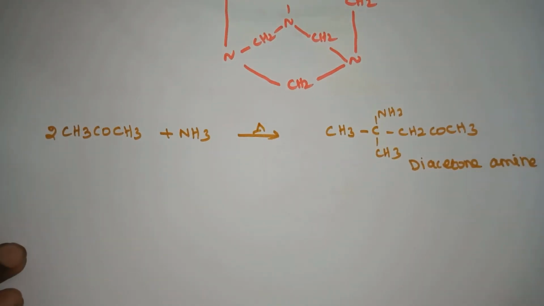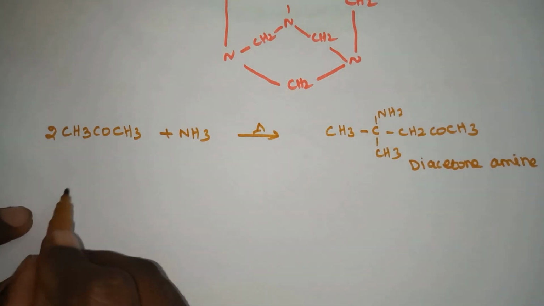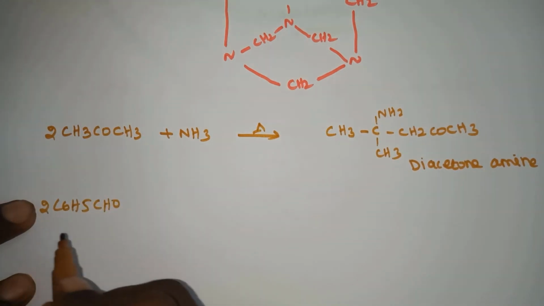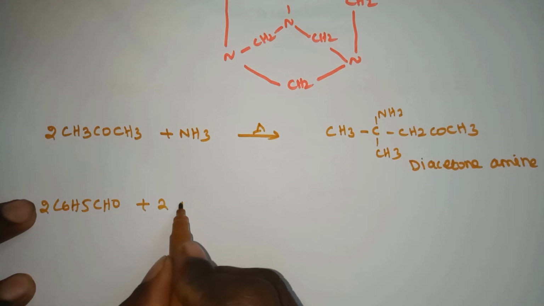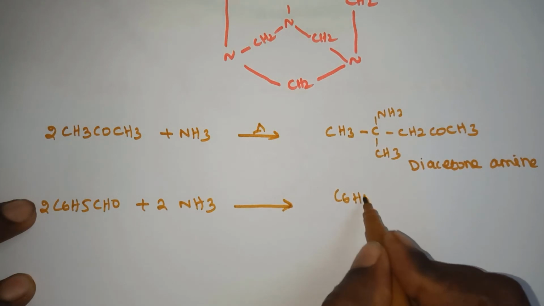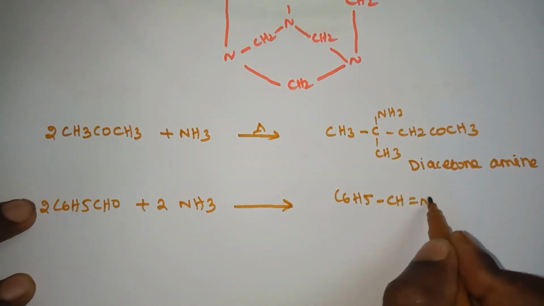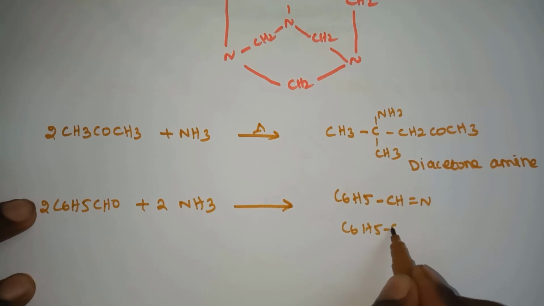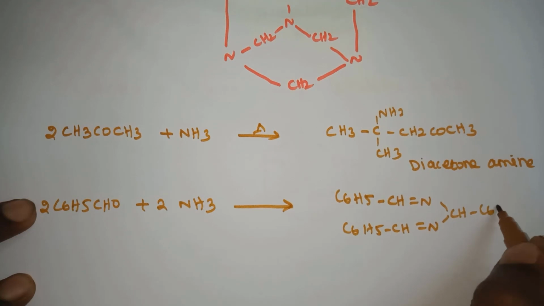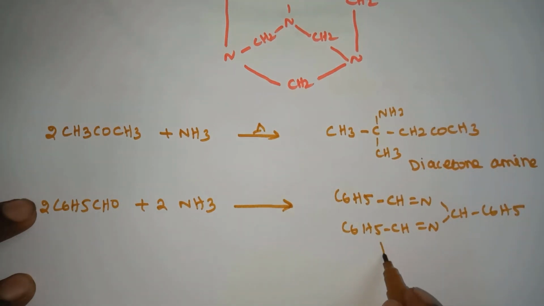Last one, benzaldehyde forms a complex condensation product with ammonia. Benzaldehyde condenses with ammonia to form hydrobenzamide. 3 molecules of benzaldehyde, C6H5CHO, react with 2 moles of ammonia to form hydrobenzamide. C6H5CH double bond N, C6H5CH double bond N CH, C6H5. Name of this compound is hydrobenzamide.